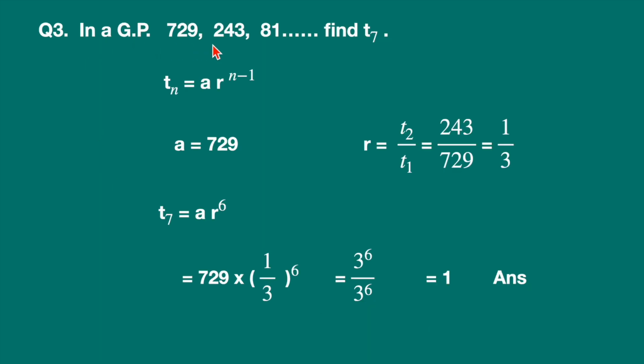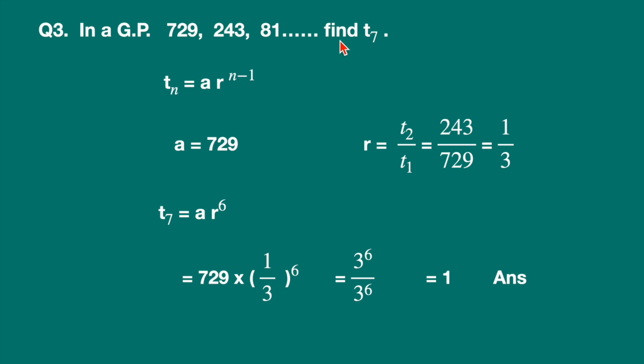In a GP, find seventh term, T7. So this is the GP given to us. We have to find the seventh term. What is the general formula? Tn for nth term is equal to A into R raised to n minus 1. Okay. Now let us take the GP. First let's find out what is A. A is the first term, 729. R, the common ratio, second term divided by first term, T2 upon T1. 243 upon 729. That is equal to 1 upon 3. So you got A, you got R.